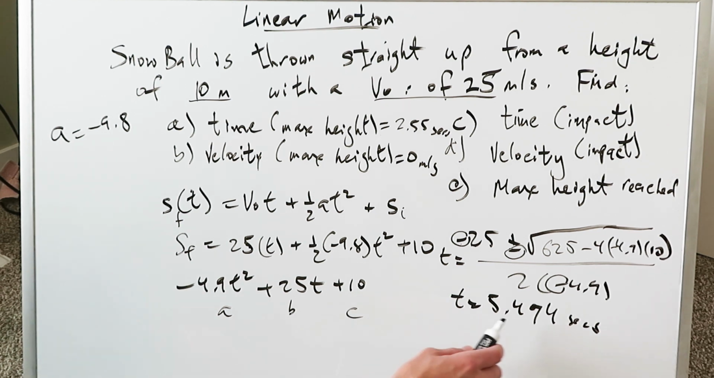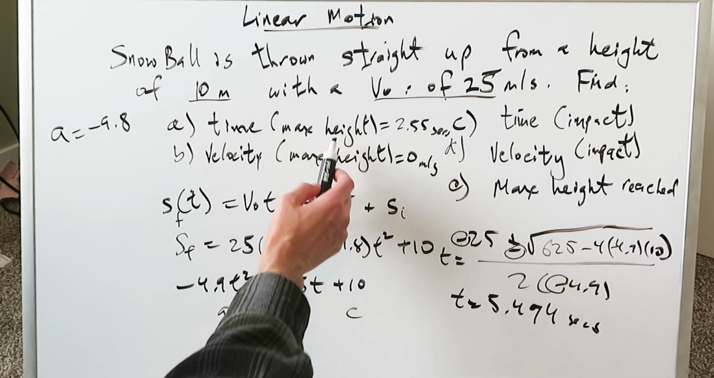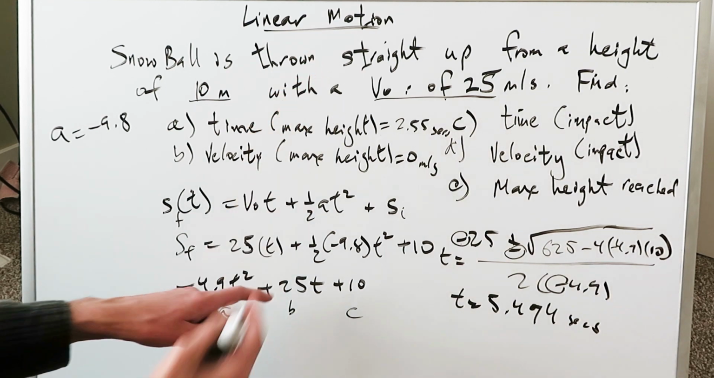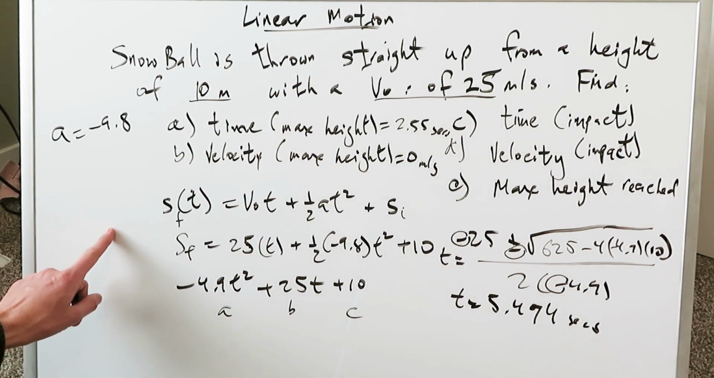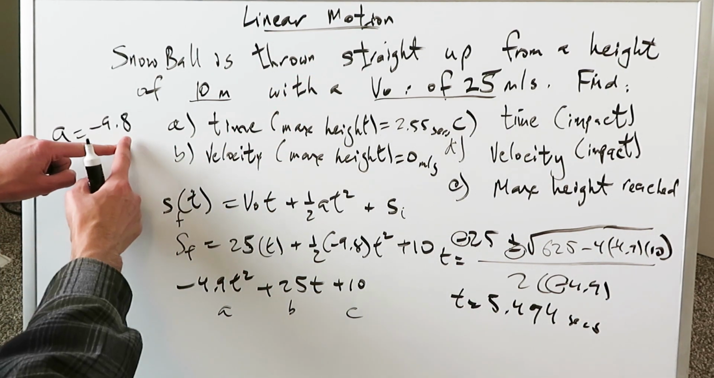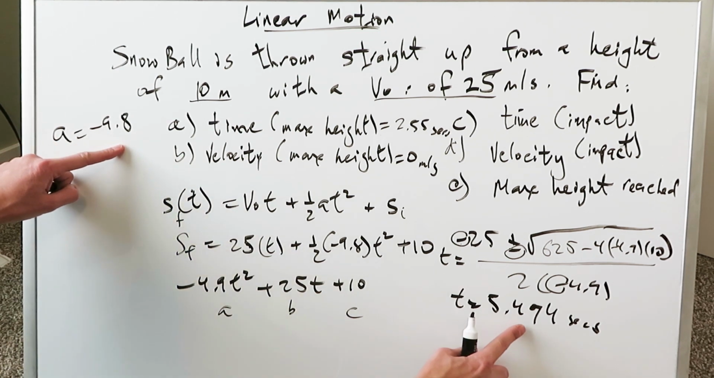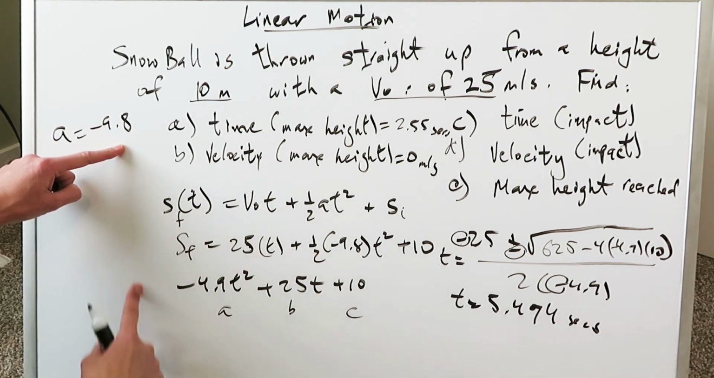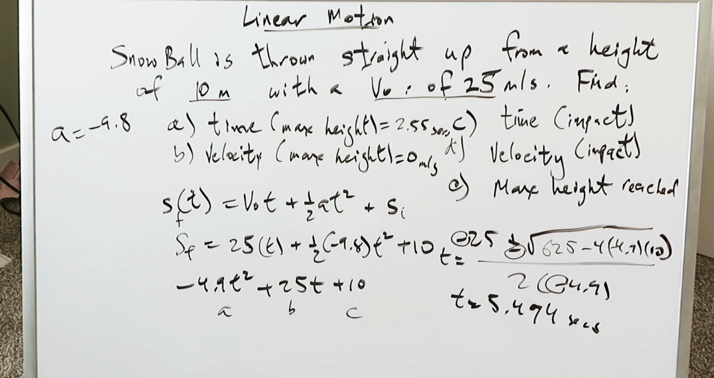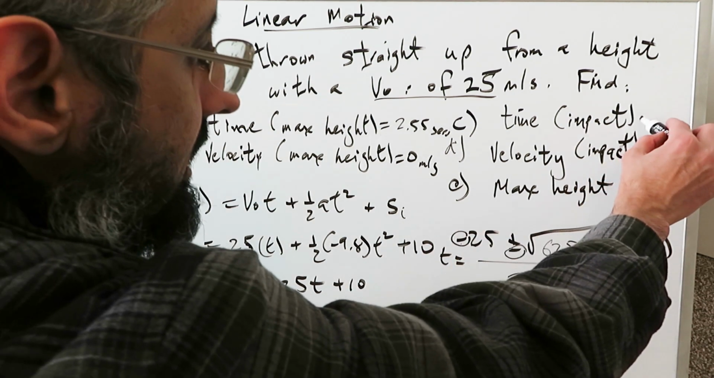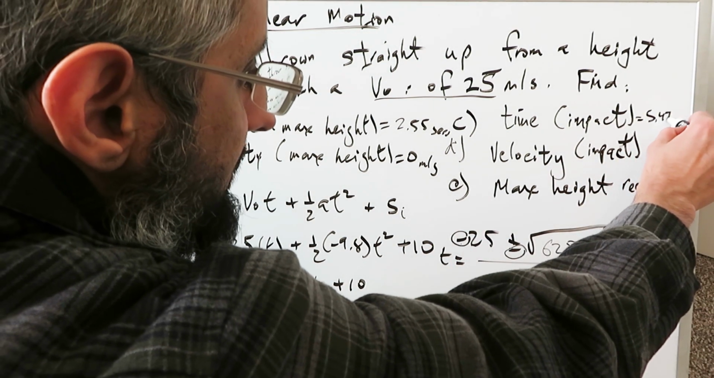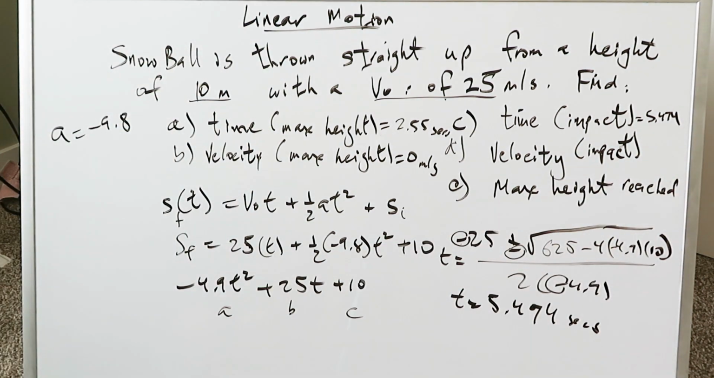So by using this, we come up with a positive value, and the time at impact is 5.474. Remember, the time of maximum height was 2.55. It took 2.55 seconds for your snowball to go up to the maximum height. Then it takes the remainder of the time to go down and hit the ground. So that answer has been solved, and I'll put 5.474 right here, and the units are seconds. So you see how everything has come about.